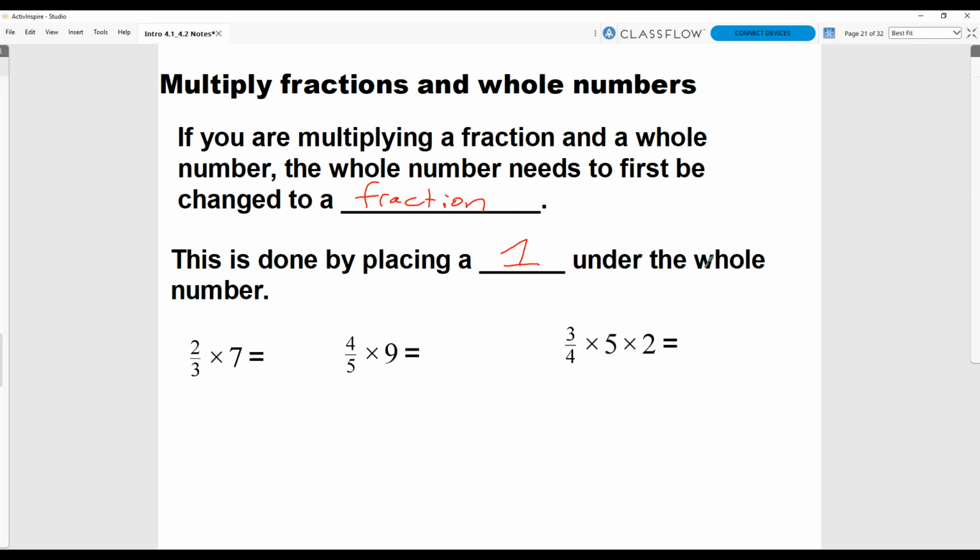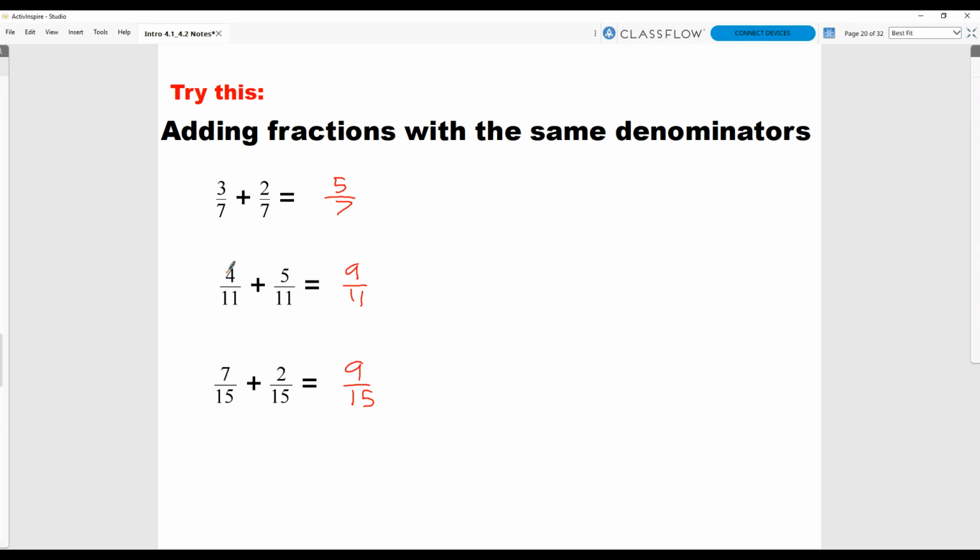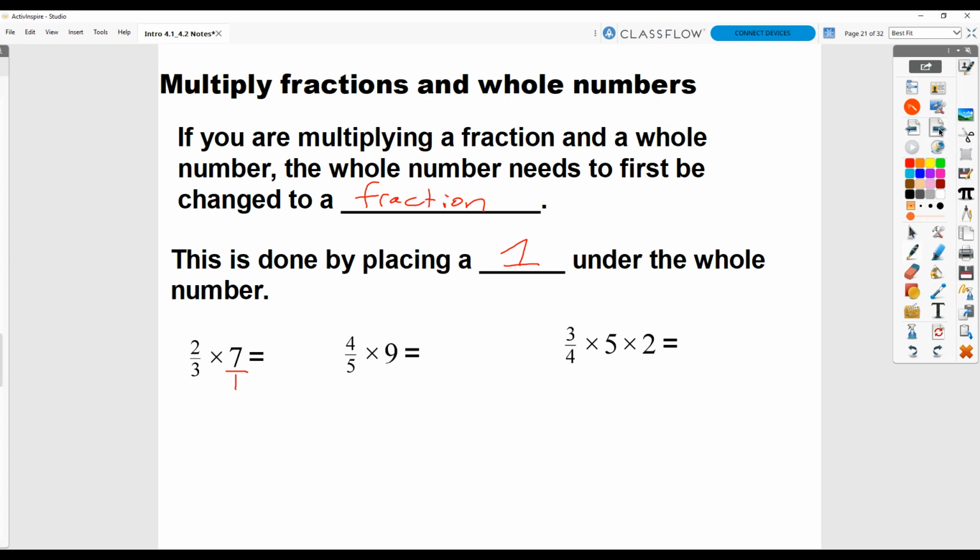Okay, so here's what we got to do. This first problem we were talking about. We need to change this 7 into a fraction before we multiply. So we're going to put a 1 under it. All right, now when we do that, it looks a little funky here because these things aren't really quite lined up really nicely. Not like our addition problems. Let's go back a second. See how these addition problems were just lined up really nice? That's sweet right there, okay? These ones are not. We're going to get them lined up.